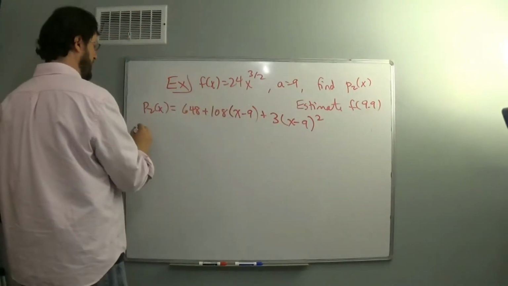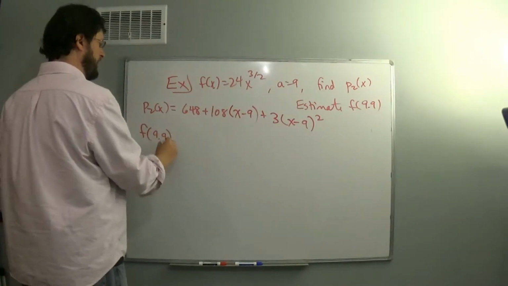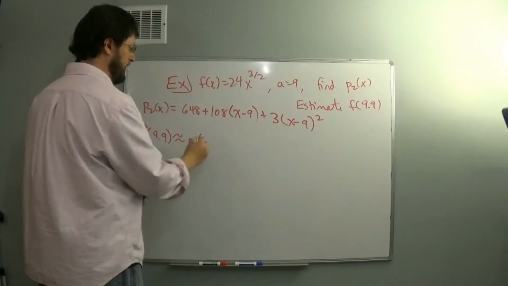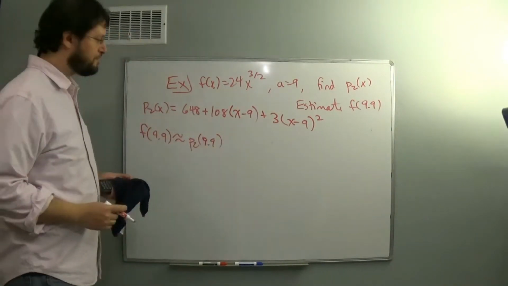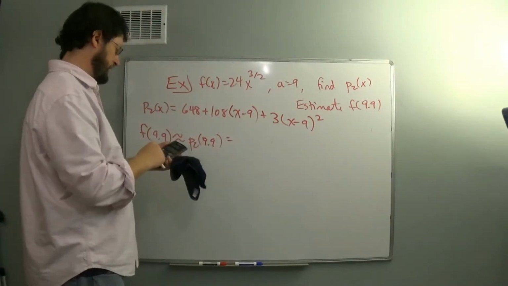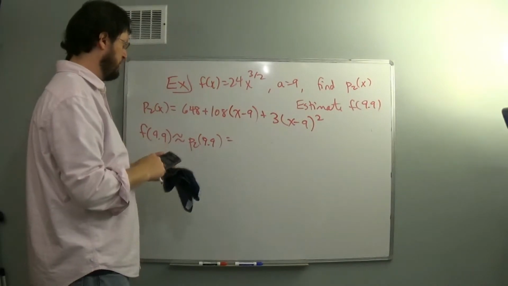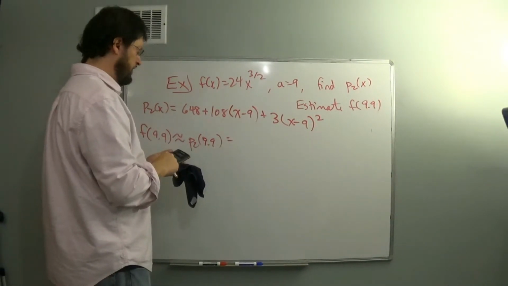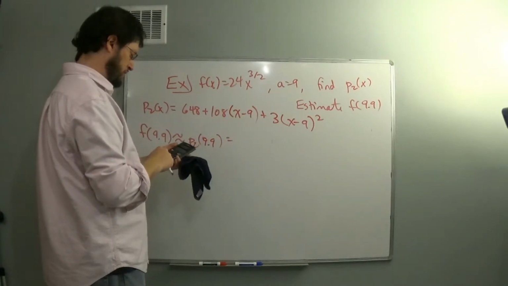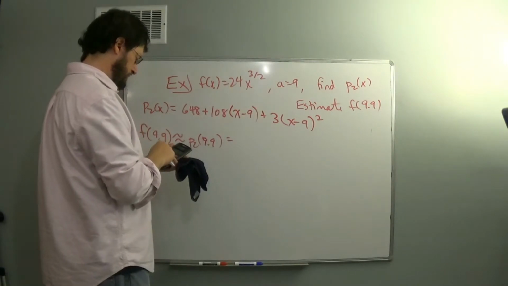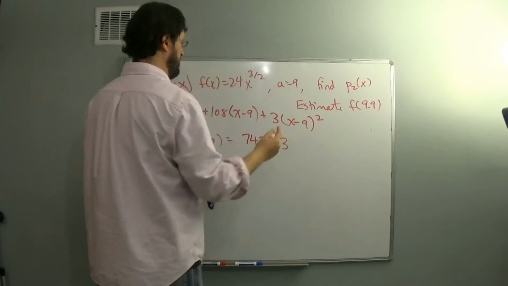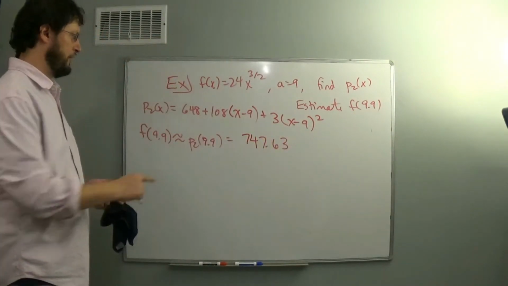So now if we estimate f at 9.9, I would like to say that f at 9.9 is approximately the Taylor polynomial at 9.9. That's the whole idea of Taylor polynomials. So if we plug 9.9 into this, P2 at 9.9, I get 648 plus 108 times 9.9 minus 9, which is 0.9, plus 3 times 0.9 squared, which is 747.63. So that's P2 at 9.9.